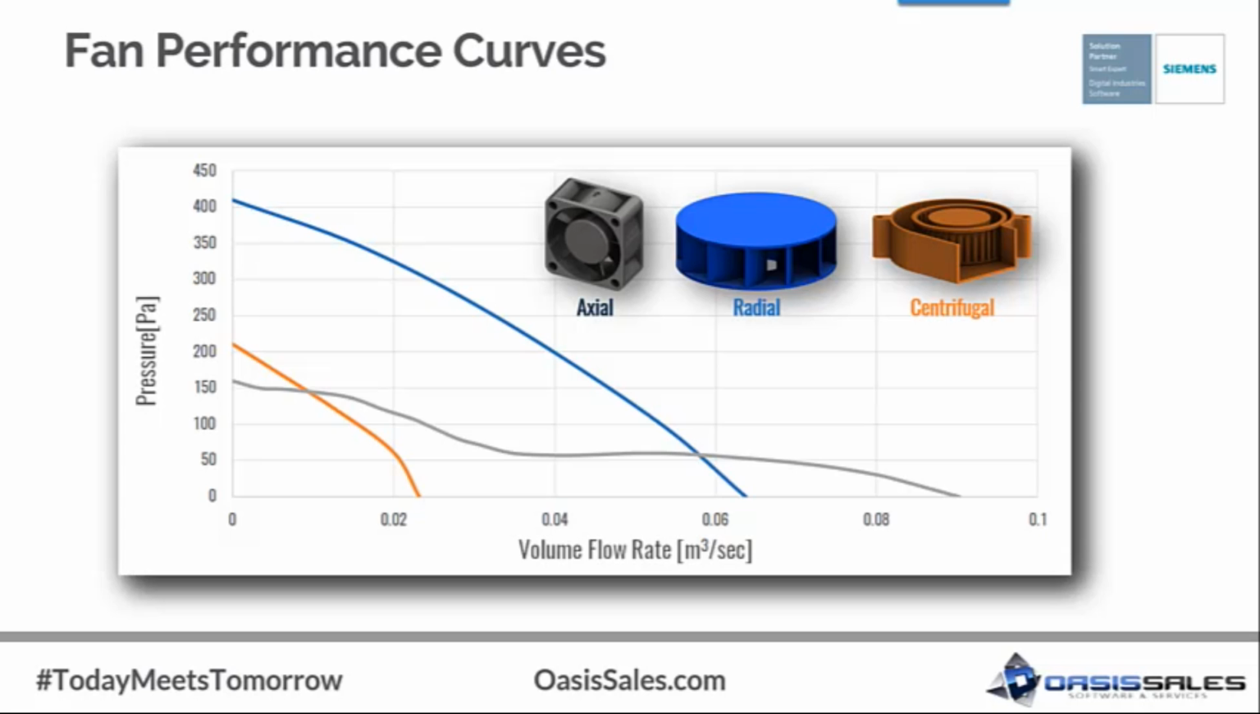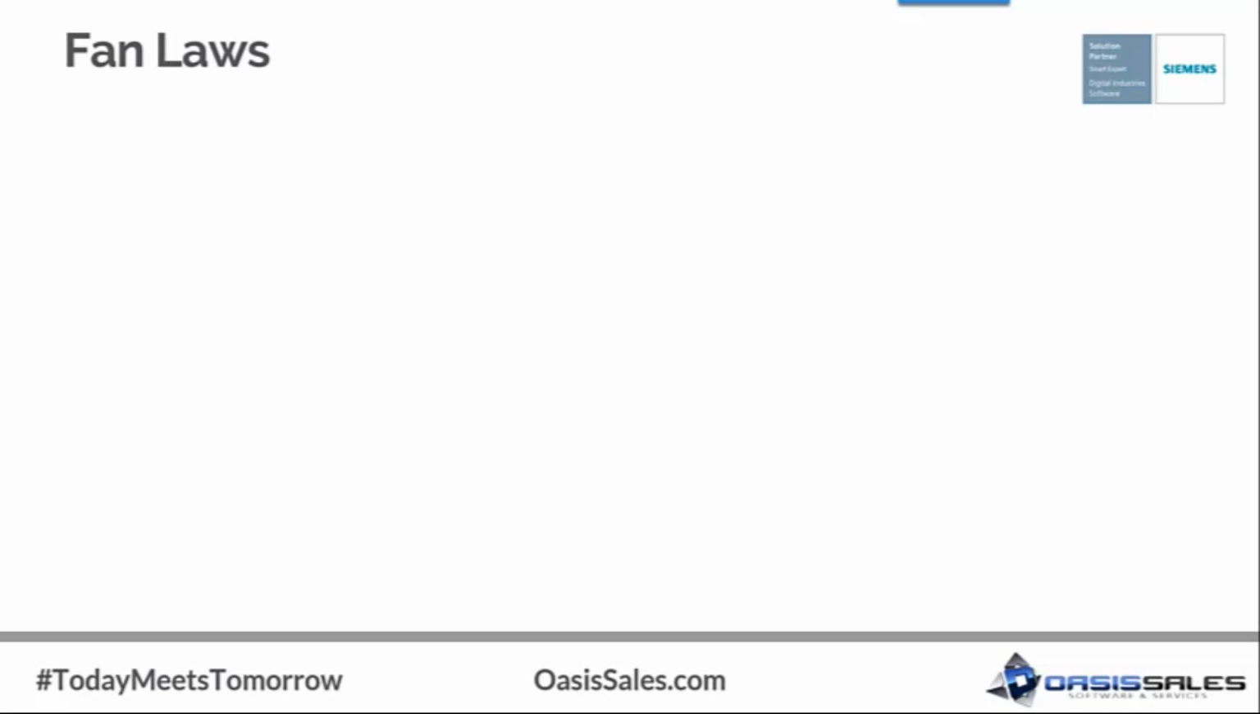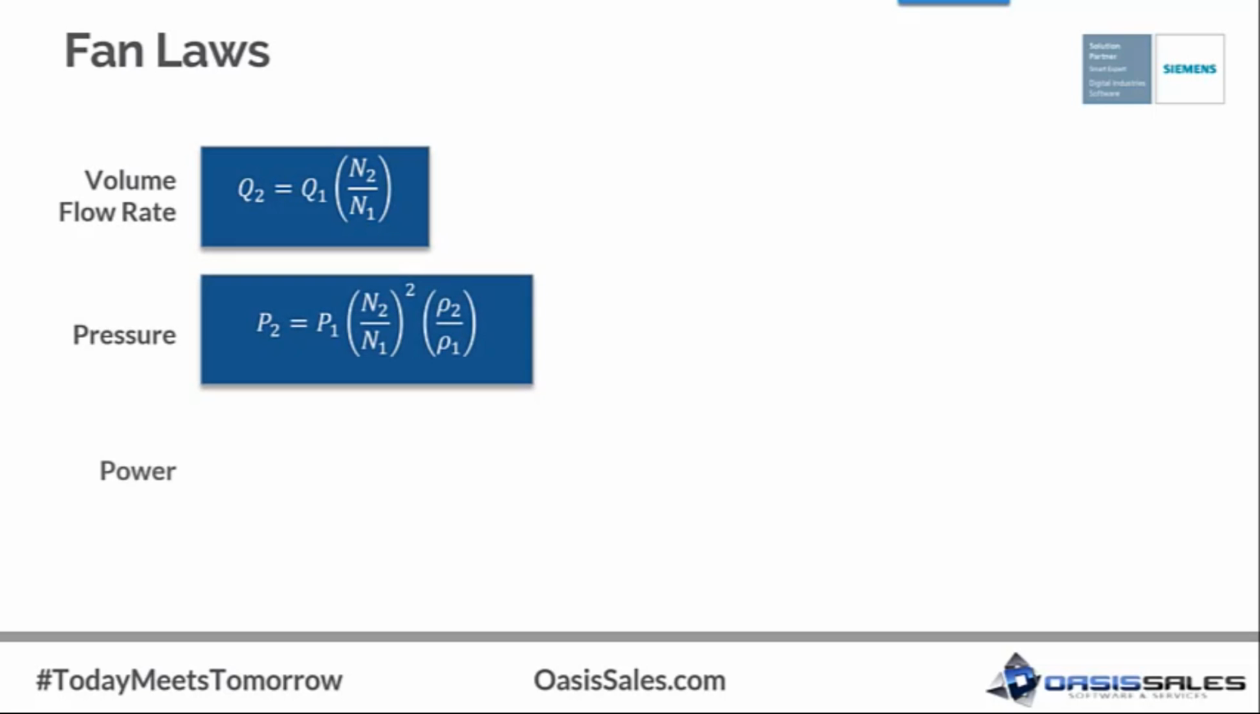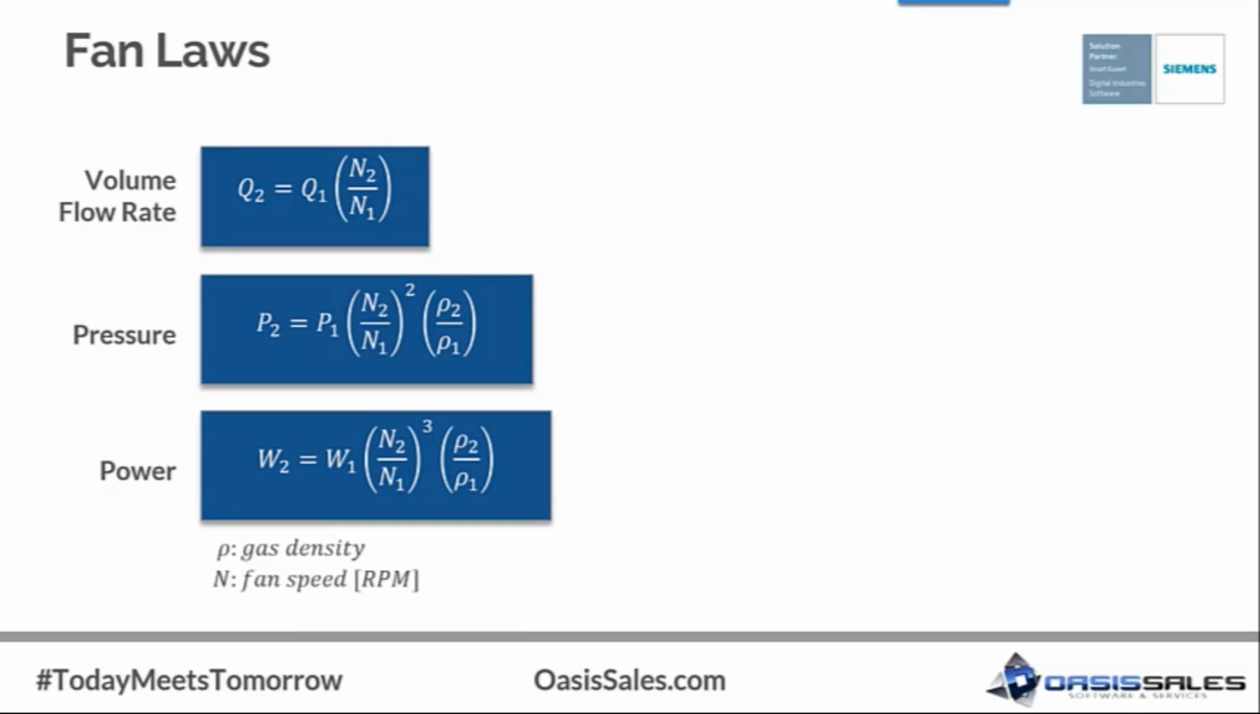An important part of integrating a fan into a system is understanding how the fan performance changes with RPM or with air density. These relationships are known as fan or affinity laws. I've included 3 fan laws that are useful for our discussion. The first equation shows the fan volume flow rate scales linearly with fan RPM. The second equation shows that the fan static pressure scales with RPM squared and linearly with air density. The last equation shows that the power associated with the fan scales with RPM cubed and linearly with density.